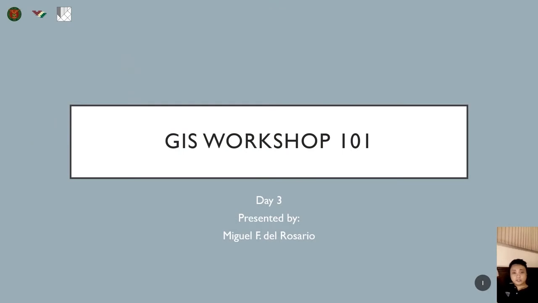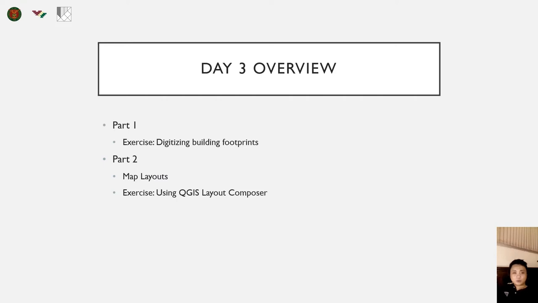Welcome to the third day of GIS Workshop 101. So for today, this workshop will be divided into two parts. First, we'll digitize building footprints. We'll also be digitizing lines and points. And for the second part, we'll talk about making and laying out maps for publishing, and then we'll do exercises on that.